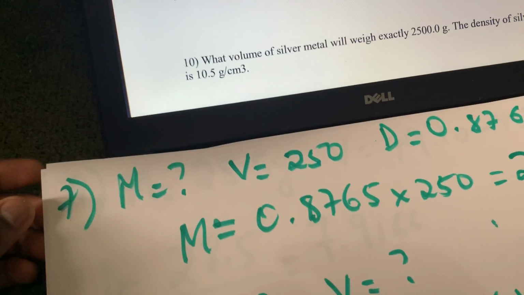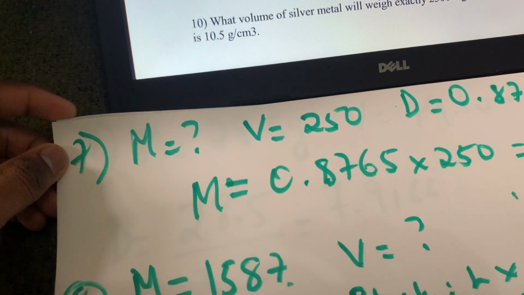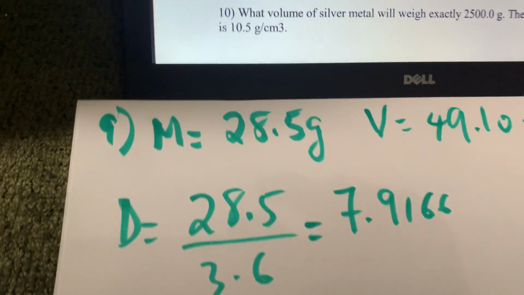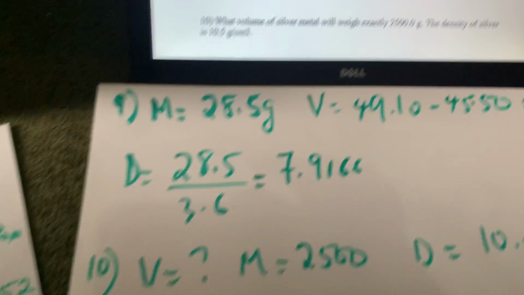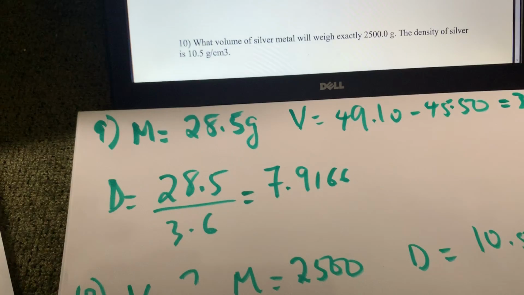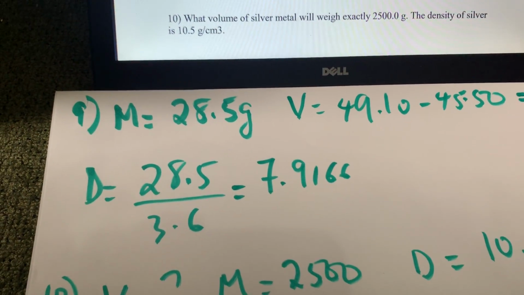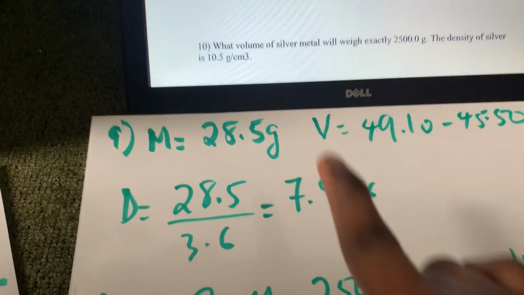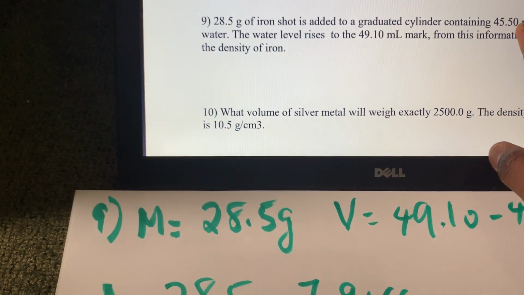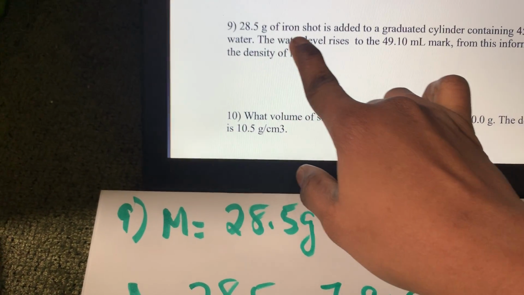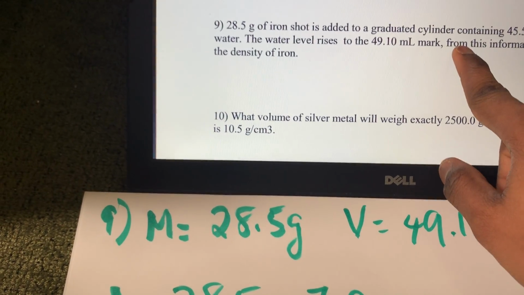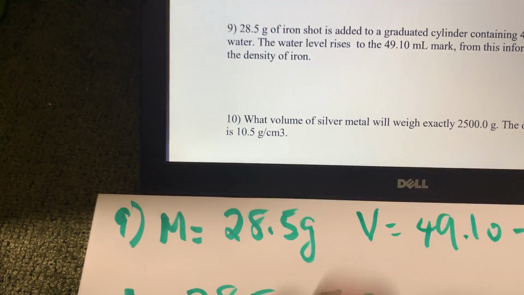Now let's go to number 9. Number 9, the most interesting question. So number 9 is also a scientific question. Basically, all these are scientific questions. So mass is equal to 28.5 gram, and they said 28.5 gram of iron shot is added to a graduated cylinder containing 45.0 milliliter of water. The water level rises to the 49.10 milliliter mark. From this information, calculate the density of iron.